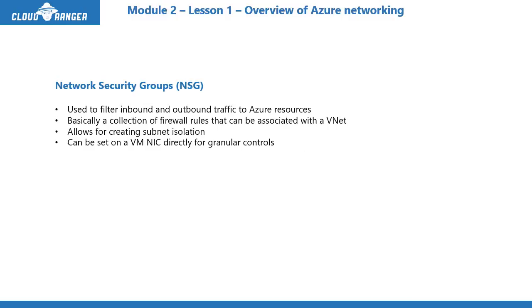Okay. Network security groups. This is actually a little unique to cloud platforms in general. I'm not going to say just Azure, other cloud platforms have similar things. What network security groups do is filter inbound and outbound traffic to Azure resources. Basically, it is a collection of firewall rules that can be associated to a VNet. It is what exactly allows for creating subnet isolation, and it can be set on a subnet or, excuse me, on a virtual network directly for granular controls.